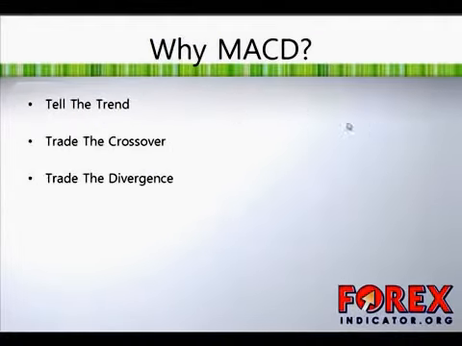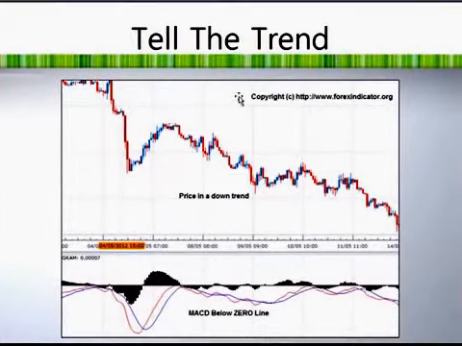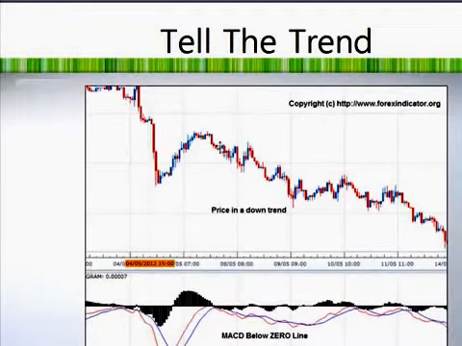First of all, let's go through how I use the MACD to tell the trend. Let's take a look at this picture here. You can see that the price is moving in a strong downtrend, moving down all the way. And how can the MACD indicator help us identify that it is in a strong downtrend? You can see that this horizontal line that I'm showing you here is the zero line. Some people call it the water line.